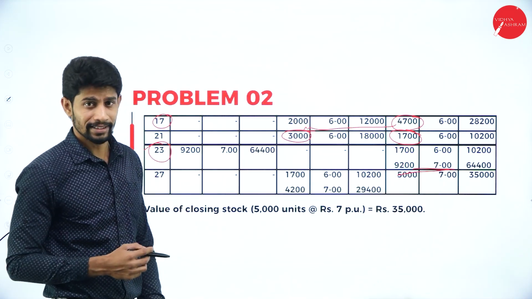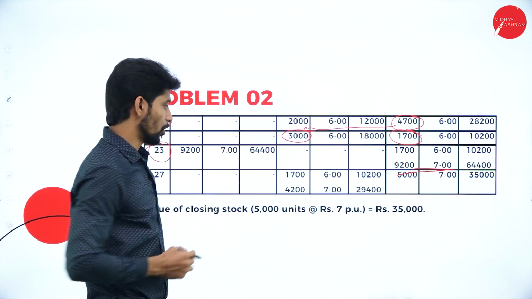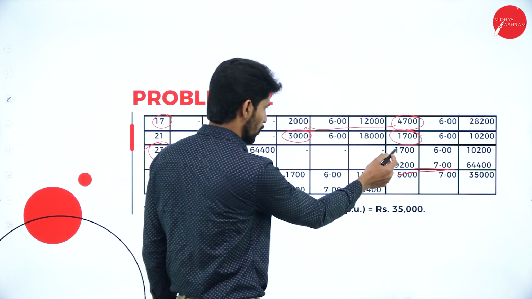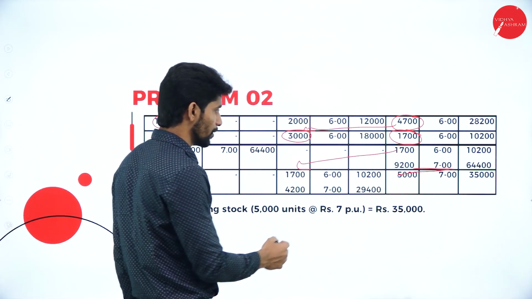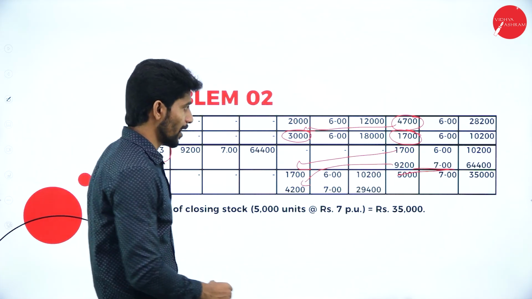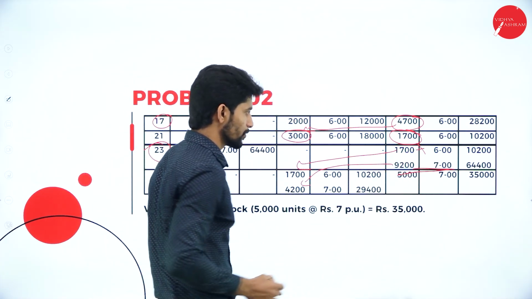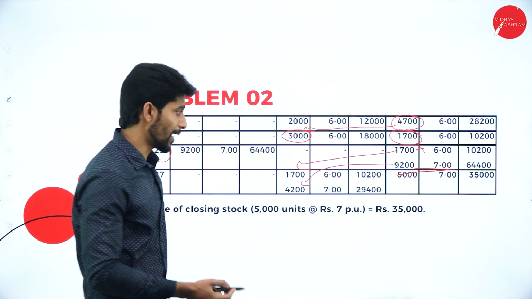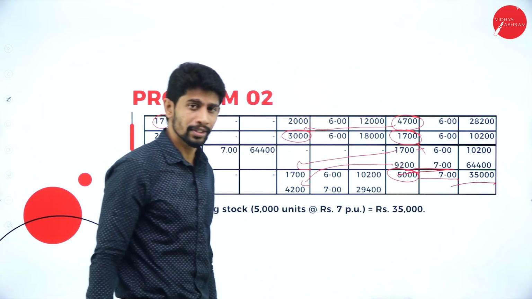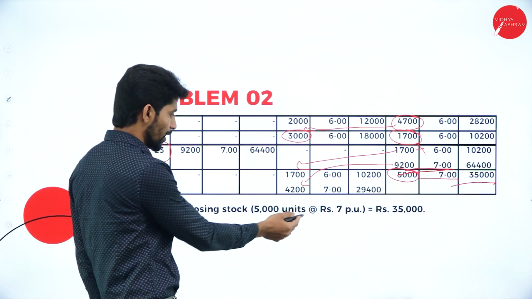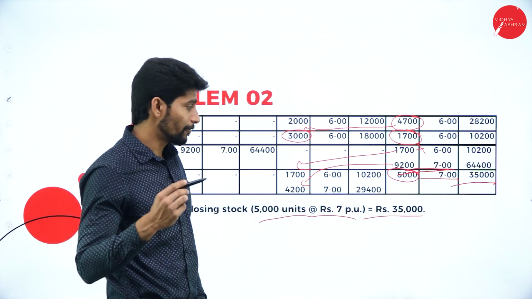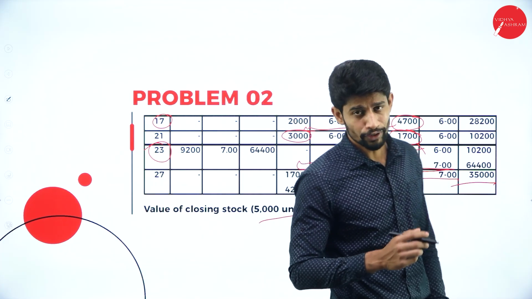Next, 27th Jan, they issued, how much they issued? They issued 5,900 units. So first issue 1,700 and then issue the remaining 4,200 from this 9,200. So what is the balance? In this 9,200 we issued 4,200. Balance is 5,000 units and 7 rupees per unit, 35,000 will be the total value. So what is the closing stock we have? We have 5,000 units at rupees 7 per unit and the value is rupees 35,000. So this is how we are supposed to solve the problem.